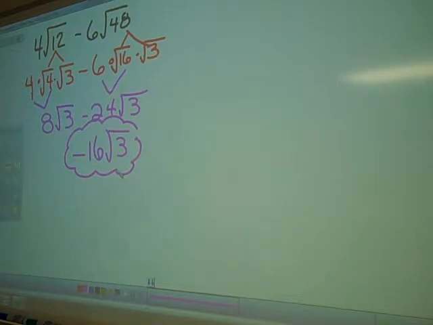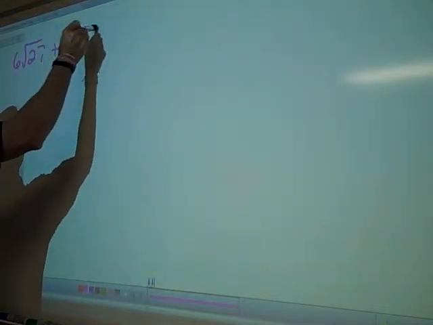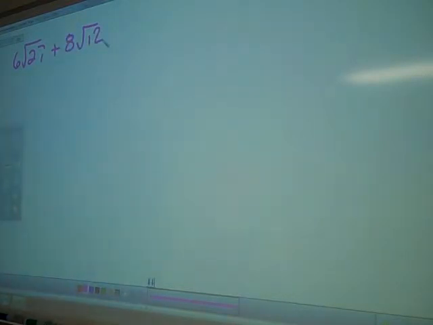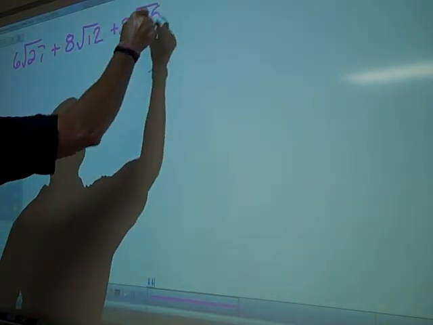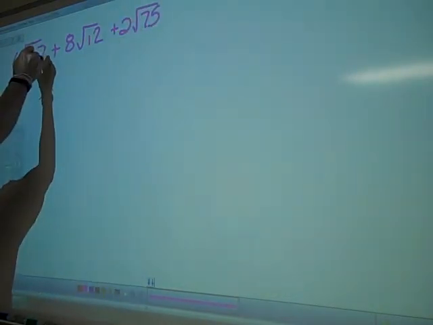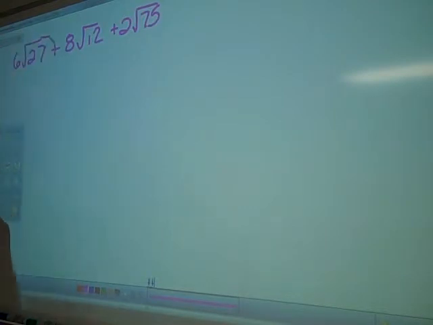Okay. 6 square roots of 27 plus 8 square roots of 12. And one more radical expression, 2 square roots of 75. What? There's 3 of them, not just 2. You still do the same steps. But you know how to pause this.